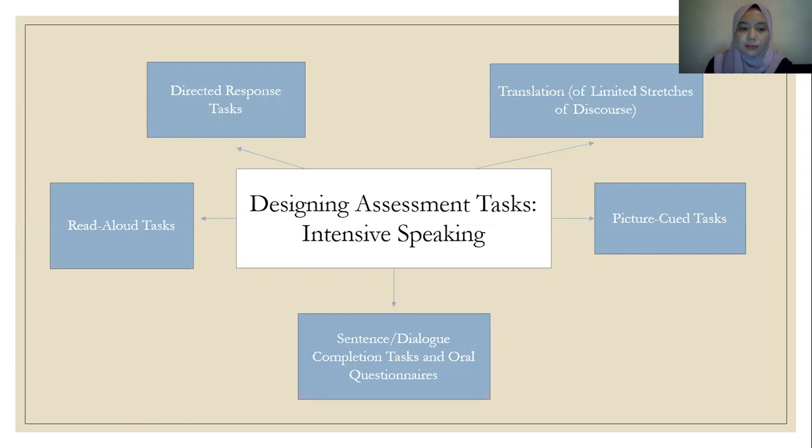And the last one is about translation of limited stretches of discourse. Translation is a meaningful communicative device in contexts where the English user is called on to be an interpreter. Also, translation is a well-proven communication strategy for learners of a second language. Instead of offering pictures or written stimuli, the test taker is given a native language word, phrase, or sentence and is asked to translate it.